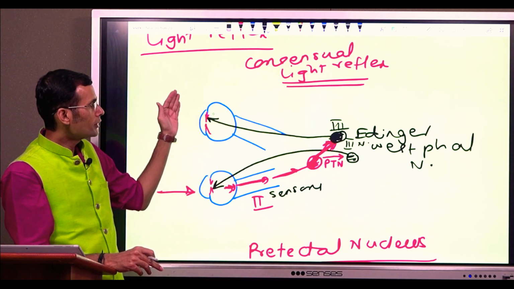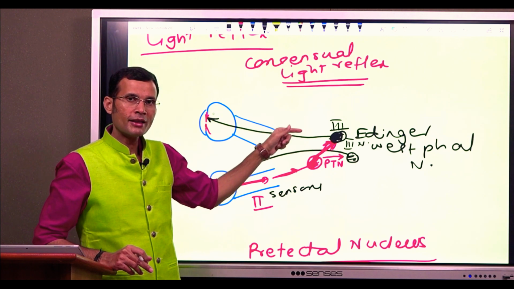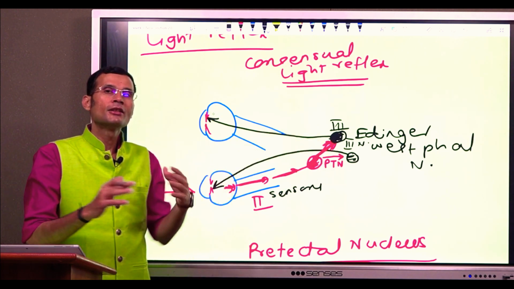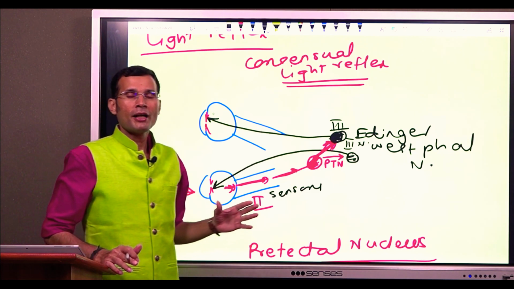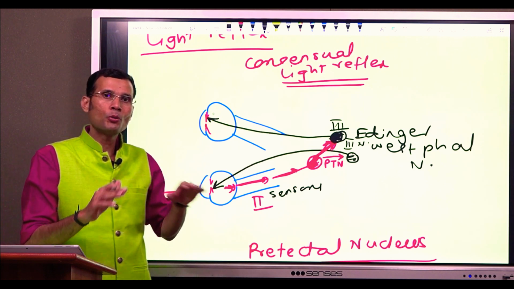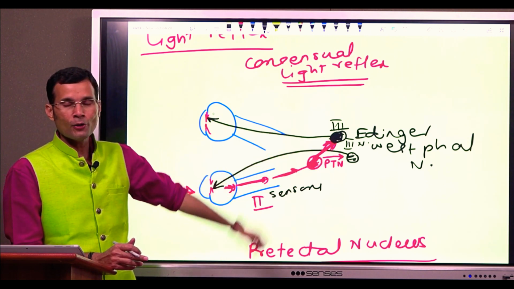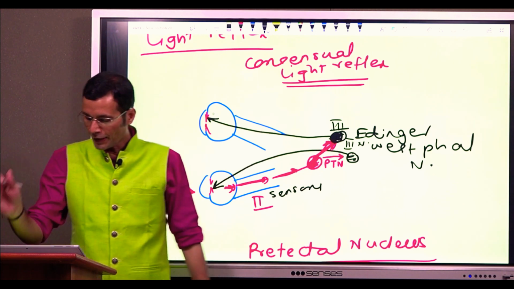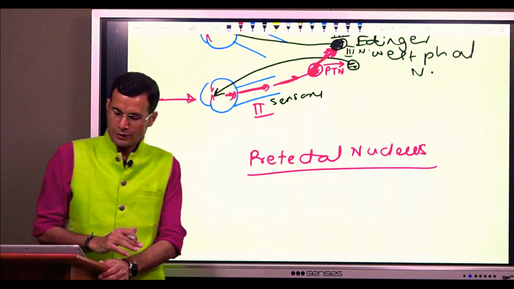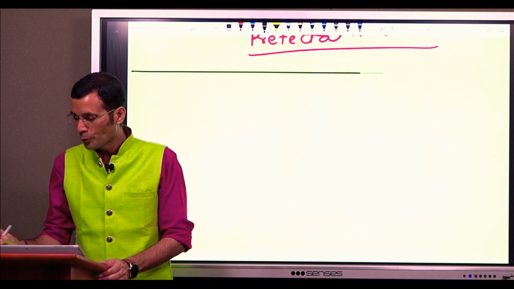So, if you throw the torchlight in that eye, the pretectal nucleus on that side is also connected with the third nerve nucleus on both sides, and therefore, whichever eye you throw the light on, whichever side, constriction is going to happen on both sides. Because of this, the interneuron in the pretectal nucleus in the midbrain region is connected on both sides. Right. Now, next, this was about the pupillary light reflex.